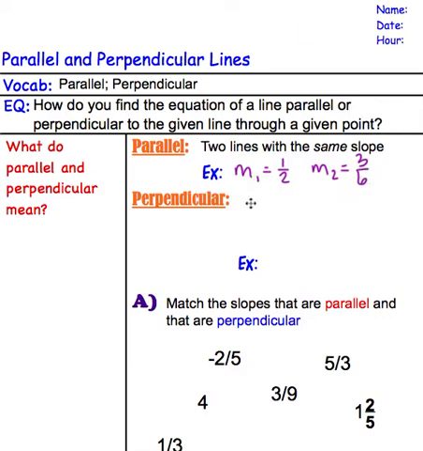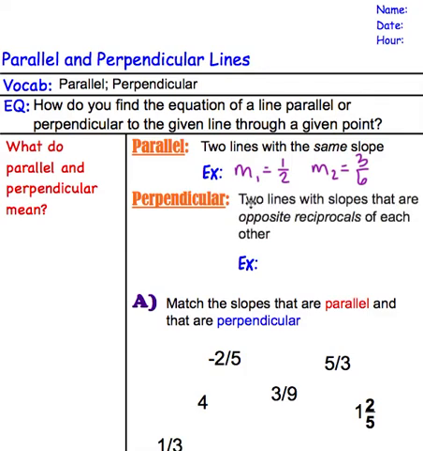Perpendicular, on the other hand, if you recall, are two lines with slopes that are opposite reciprocals of each other. So an example would be 4 for slope 1, and slope 2 would be -1/4. We took 4, put it over 1 and flipped it, and then made it negative.